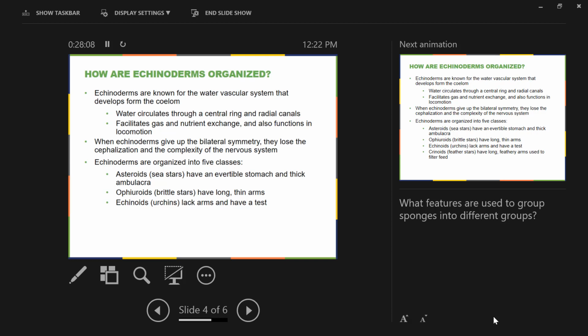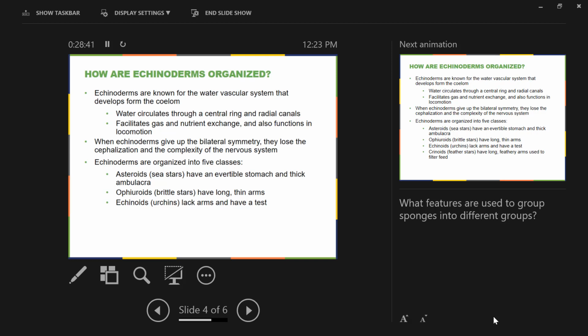Echinoids. These are urchins, hard urchins, sand dollars are also in there. I don't know if you knew this or not, but sand dollars are animals. And if you find them when they're still alive, you'll see hundreds, if not thousands, of tube feet on the bottom moving around, pulling sand into the digestive system of the animal. Echinoids, urchins, hard urchins, sand dollars, these lack arms and they have a really thick test.